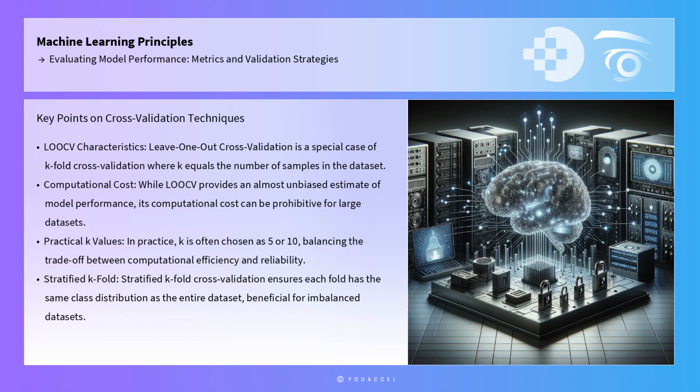Leave-one-out cross-validation is a special case of K-fold cross-validation, where K equals the number of samples in the dataset. While LOOCV provides an almost unbiased estimate of model performance, its computational cost can be prohibitive for large datasets. In practice, K is often chosen as 5 or 10, balancing the trade-off between computational efficiency and the reliability of performance estimates. Stratified K-fold cross-validation further improves this by ensuring each fold has the same class distribution as the entire dataset, which is particularly beneficial for imbalanced datasets.